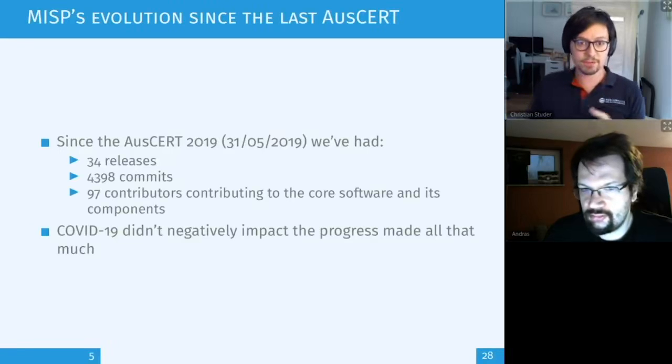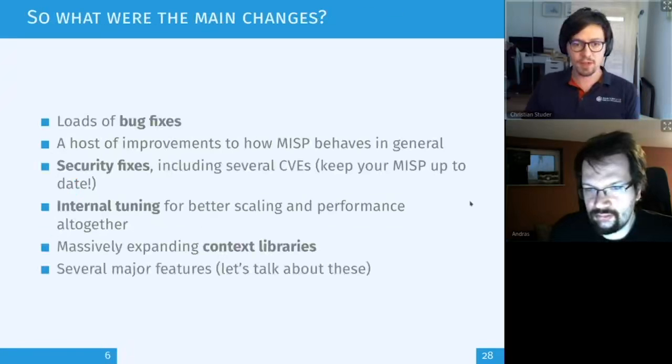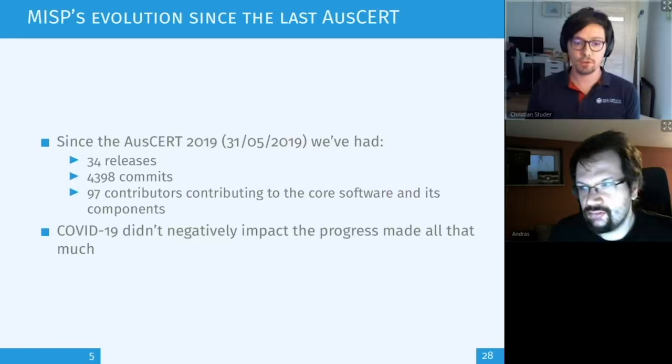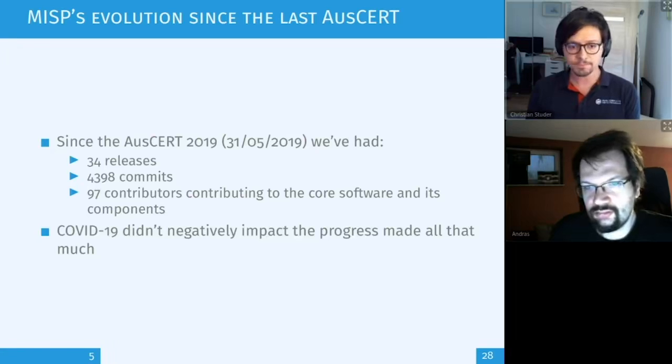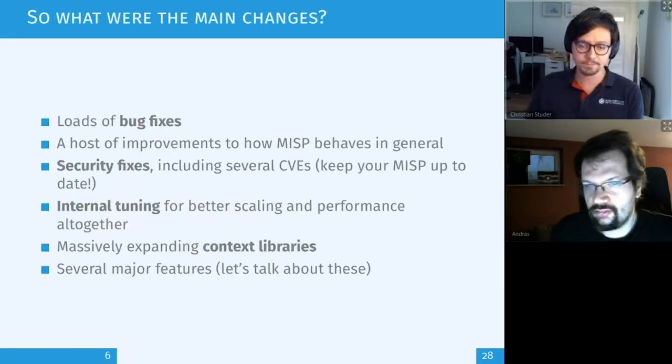Some numbers here first in regard to the activity of our development community. We've had 34 releases since last year, spanning a total of almost 4,400 commits, contributed by almost 100 different contributors to the core and libraries directly used by the core. Despite all the hurdles this year, it looks like COVID-19 did in the end not really impact the momentum of our development process.